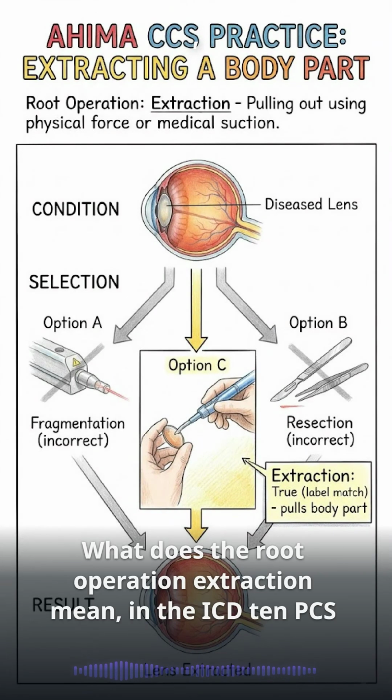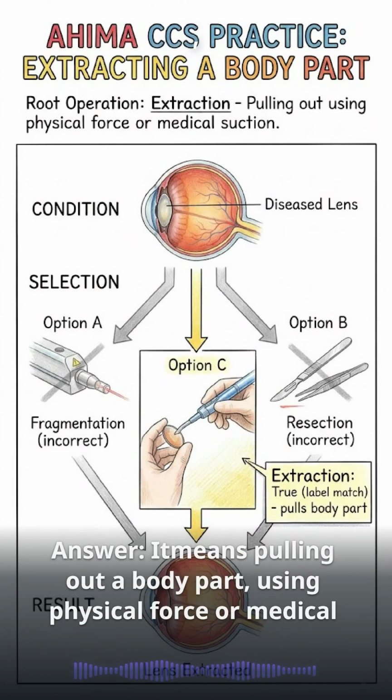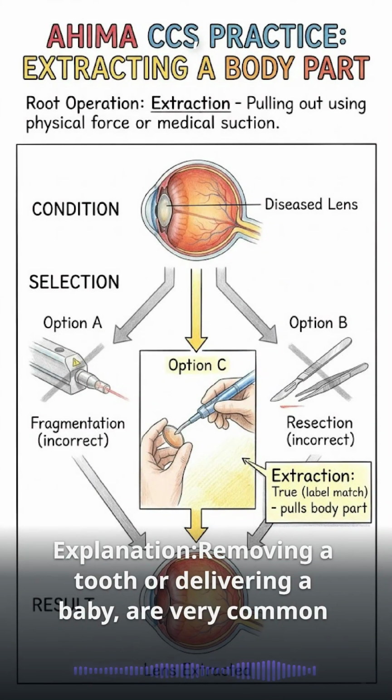81. What does the root operation extraction mean in the ICD-10-PCS book? It means pulling out a body part using physical force or medical suction. Removing a tooth or delivering a baby are very common examples of extraction.